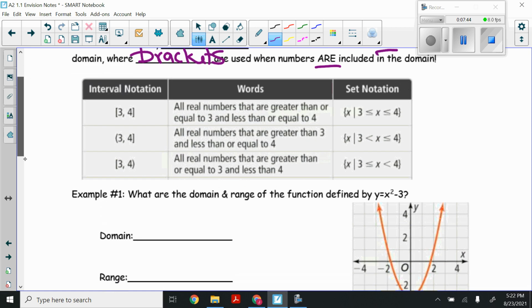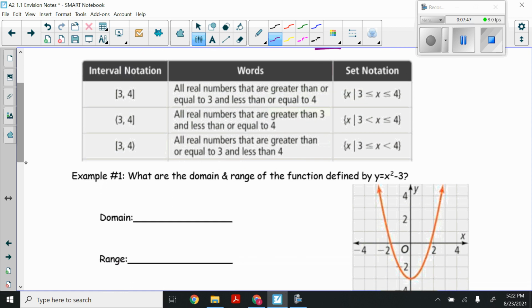So here I gave you some examples of what we're talking about. In interval notation, I have bracket 3, 4, bracket. In words, that's telling me all real numbers that are greater than or equal to 3 and less than or equal to 4 are included. So the numbers 3 and 4 are included. In set notation, we have these set notation brackets. X tells me what variable we're dealing with, and then we have this line that tells me what the domain is. And then we see that x is between 3 and 4, and they are included because it has equal signs.